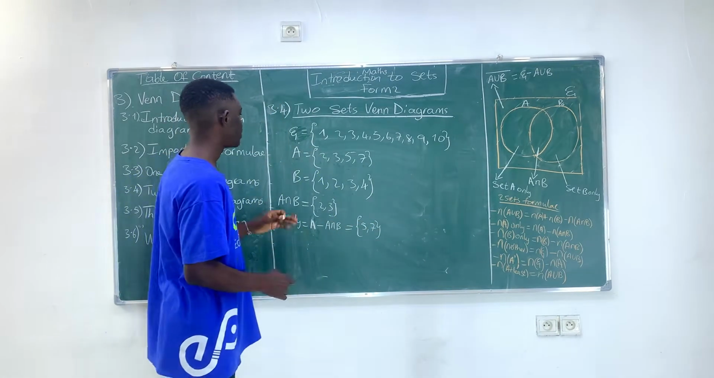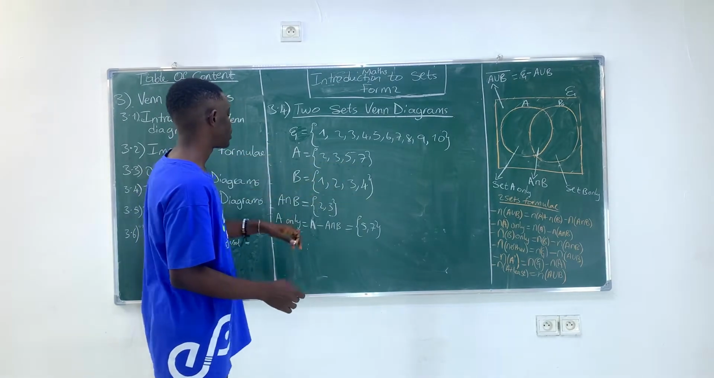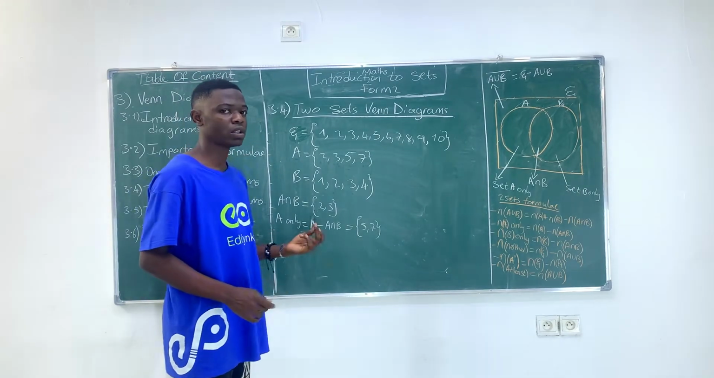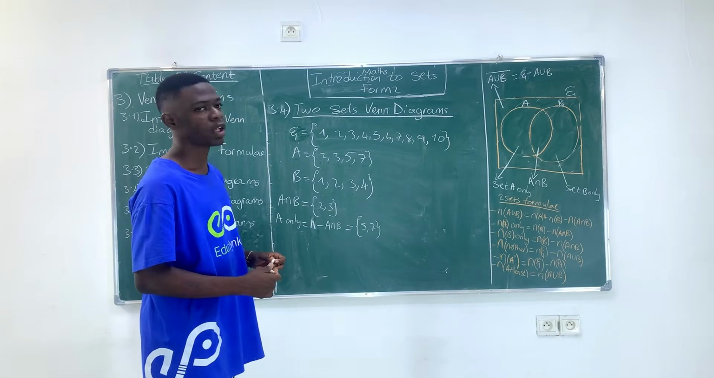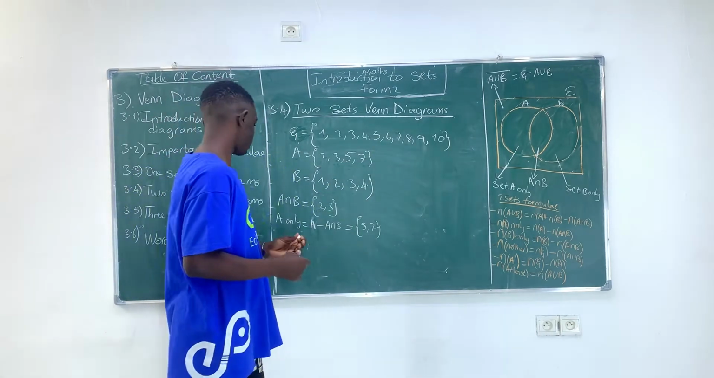If you check well, 5, 7 is found here in A. It is not found in B. And it is not also found in A intersection B. It means it is actually really found in A only. And of course, it's also found in our universal set, it must be found there.